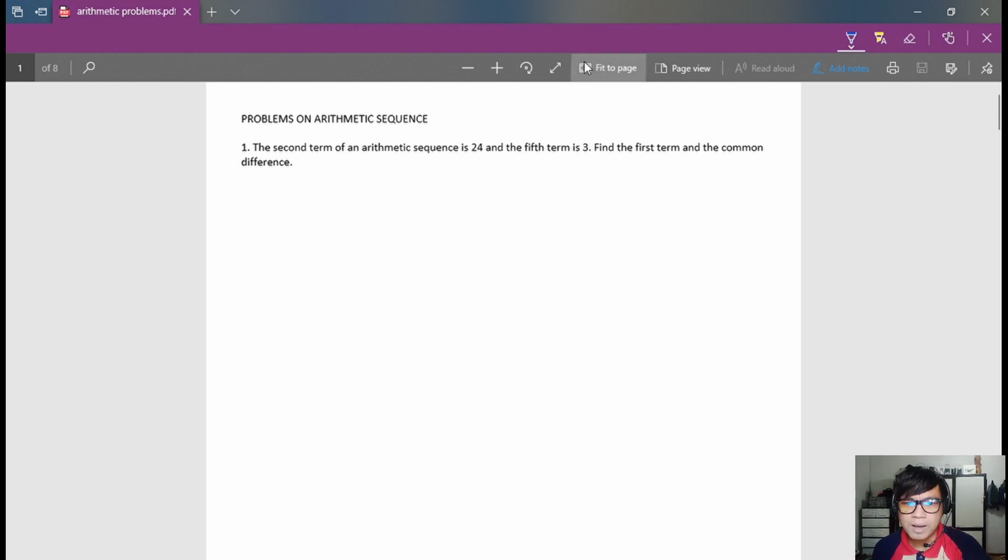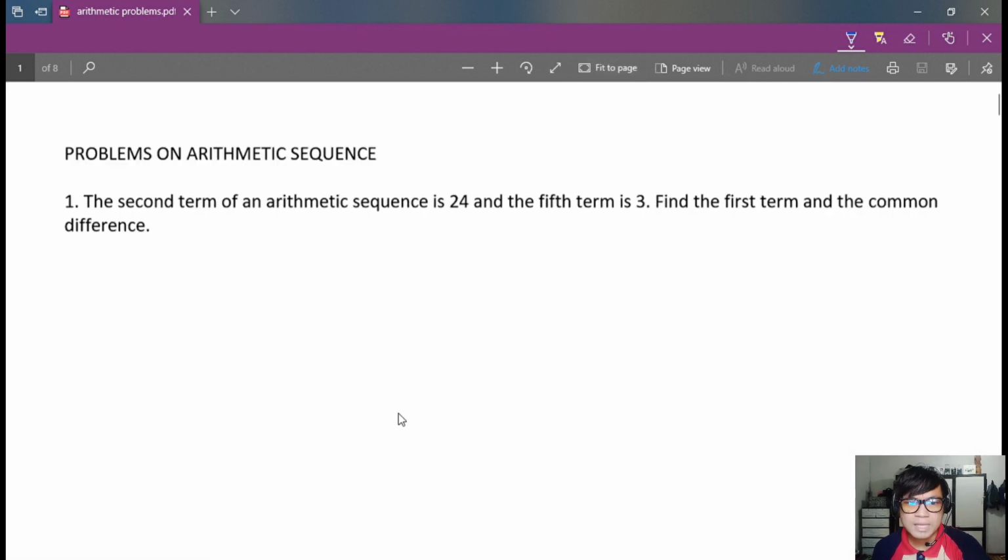For number one, the second term of an arithmetic sequence is 24. The fifth term is 3. Find the first term and the common difference. So we are asked to find the first term. So ito yung hinahanap natin, a sub 1 and the common difference.